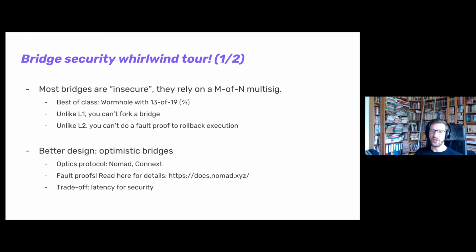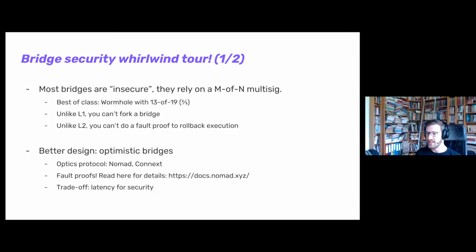So there are some better bridge designs that are more secure. A better design is what's called an optimistic bridge. And it kind of works like an optimistic rollup with a fault proof. By the way, I didn't say, but why is it called an optimistic rollup? It's called an optimistic rollup because by default, you assume that what the sequencer says is true. And you only change your interpretation if someone does a fault proof. That's why it's optimistic. So you can do that for bridges too, and I'm not going to enter the details, but if you want, you can look at the documentation for Nomad. It explains it pretty well.